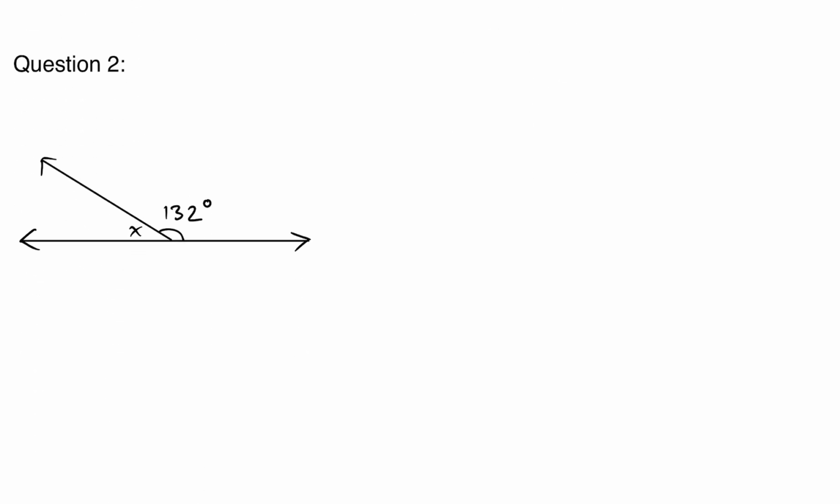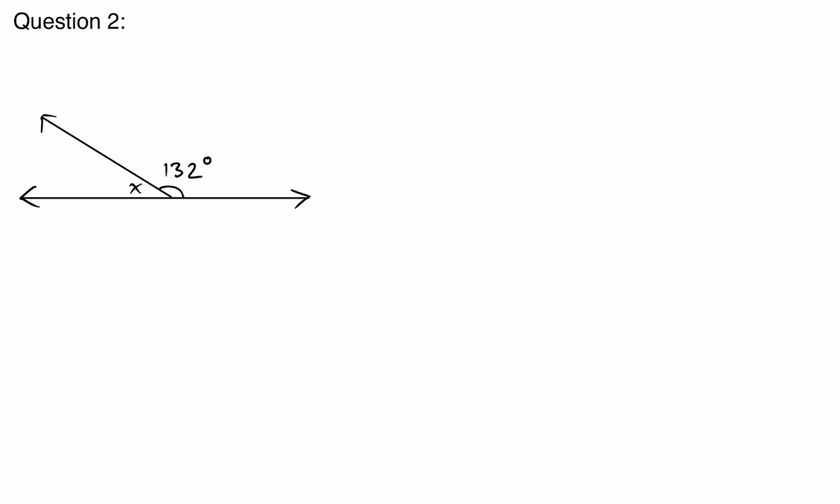Now let's try a supplementary angle question. Now, what's a supplementary angle? It's when the sum of the angles adds up to 180 degrees. So we know that the full angle for a straight line is 180 degrees. And so if we have 132 degrees here, and we're asked to solve for x, we just have to make it add to 180. So we can write our equation out again.